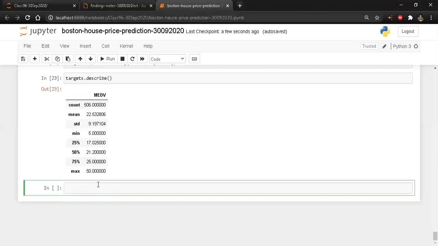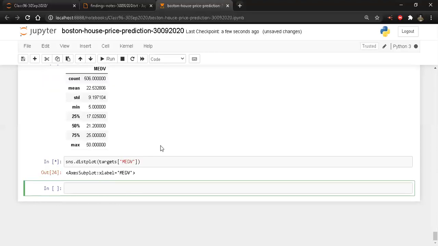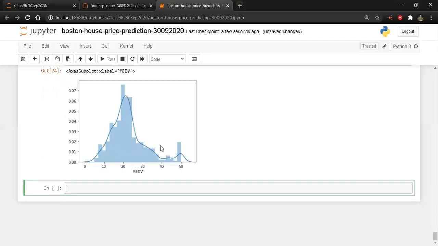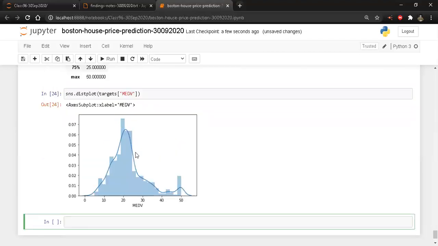But why believe only these numbers? Let's have a quick look. sns.displot, and I'm going to say targets MEDV. It should print a nice chart, although it's not really nice. It cannot really be called a bimodal graph, because this mode is quite small compared to the other mode. So I can call it close to normal distribution.